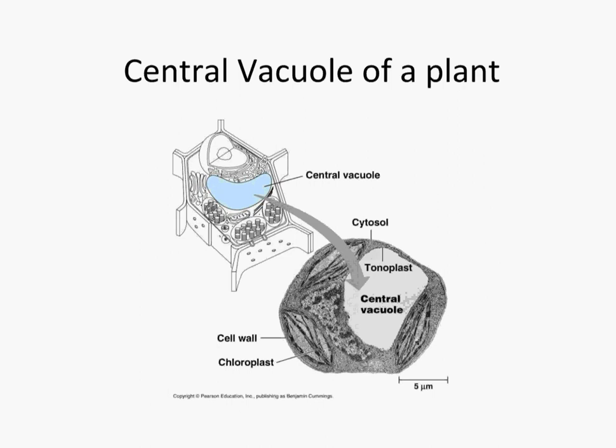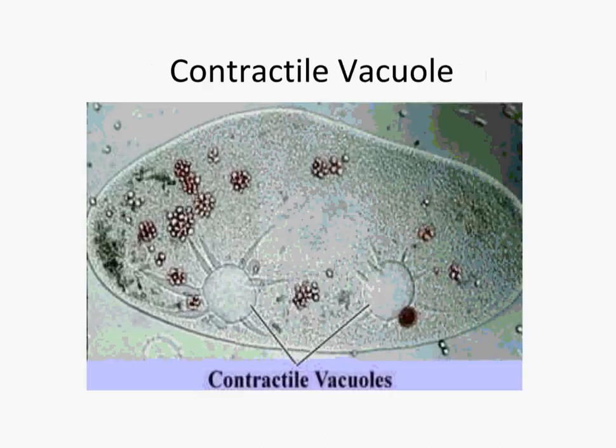Some organisms have vacuoles that have other purposes. These vacuoles are called contractile vacuoles. They actually act as little propulsion mechanisms where the water gets pulled in and then they push the water out to propel these little organisms through their environment.